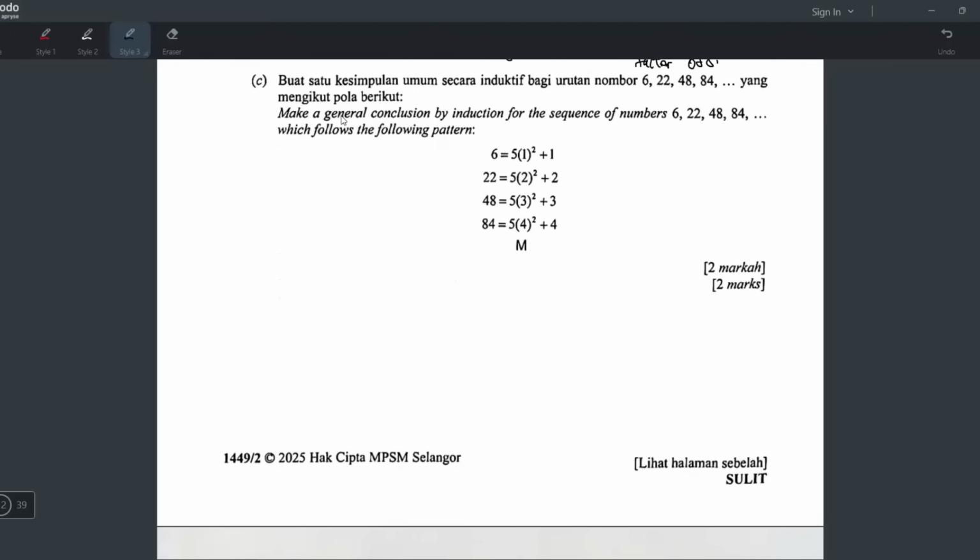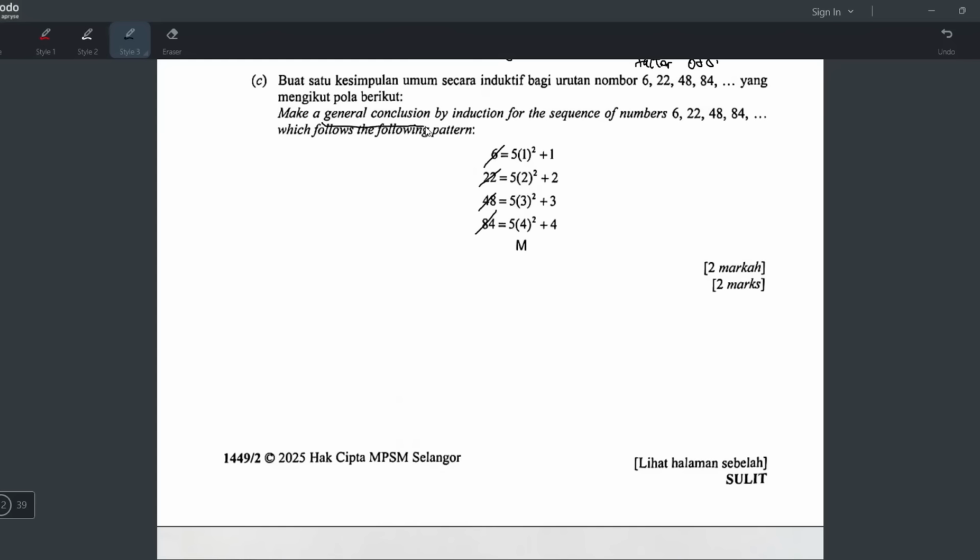Okay, now for the last part, I'll do C. Make a general conclusion by induction for the sequence of numbers 6, 22, 48, 84, which follows the following pattern. The answer, we will not look at it. So we'll just look at how to get the answer, how to get a 6. So 5 times 1 square plus 1. And then the next one, 5 times 2 square plus 2. Next one, 5 times 3 square plus 3, 5 times 4 square plus 4.